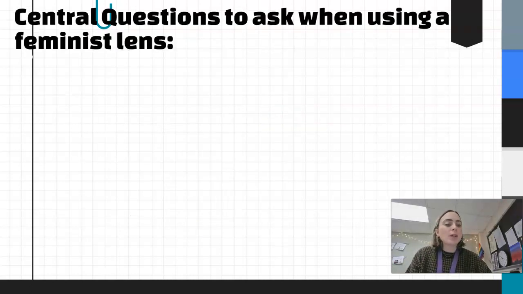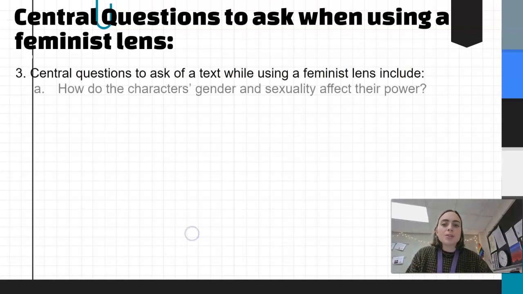There are a bunch of questions you can ask while you're reading Of Mice and Men that'll help you think about the feminist lens. So the first question is, how do the characters' gender and sexuality affect the power that they have in the text? And we can think about the book. So far, there's really only been one woman who has a role in the book, and that's Curly's wife, right? So I want you to think about, as you read, how does her gender as a woman impact the amount of power that she has on the ranch among the men in the book?